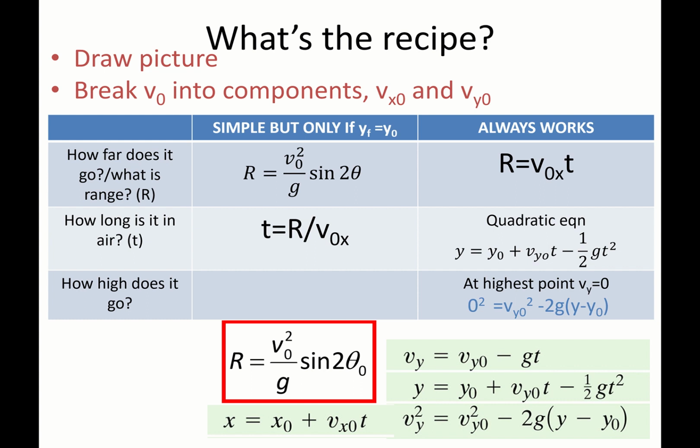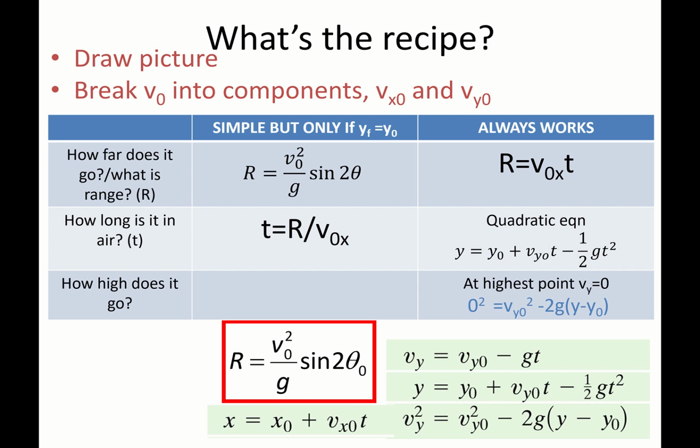So the first thing we need to do for projectile motion is always draw a picture, because we need to know sometimes it doesn't start on the ground, sometimes it does start on the ground. And then once you've drawn the picture, the next step is to break the initial velocity into its x and y components. So those are the first two things you should always do. So whenever you see a projectile motion problem, do those first two steps.